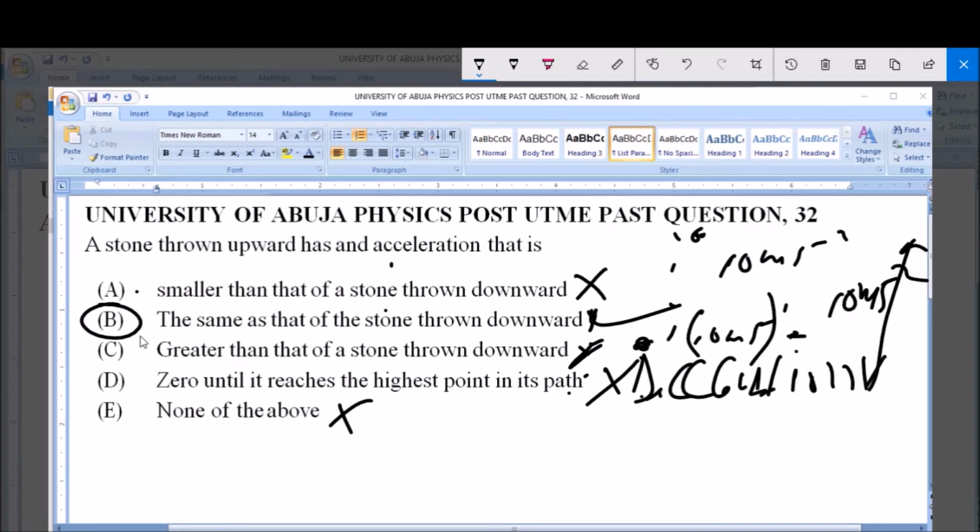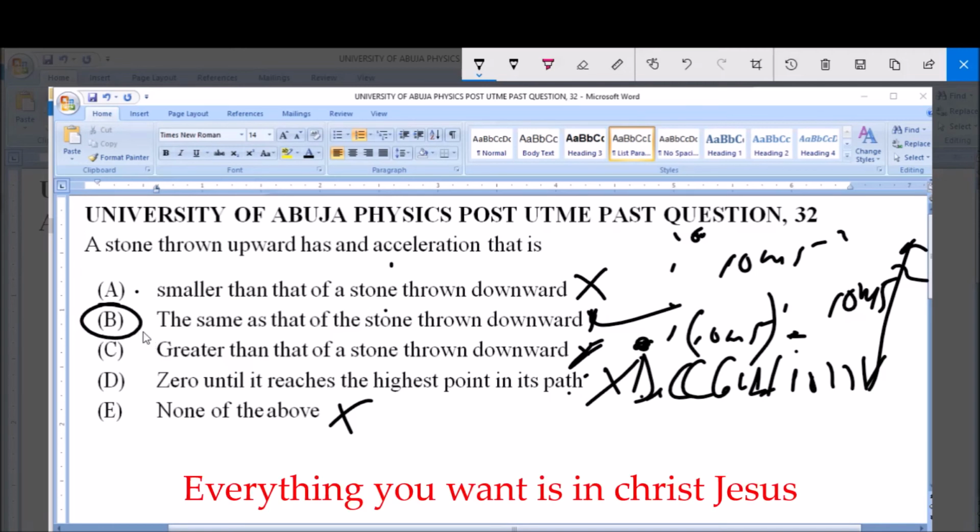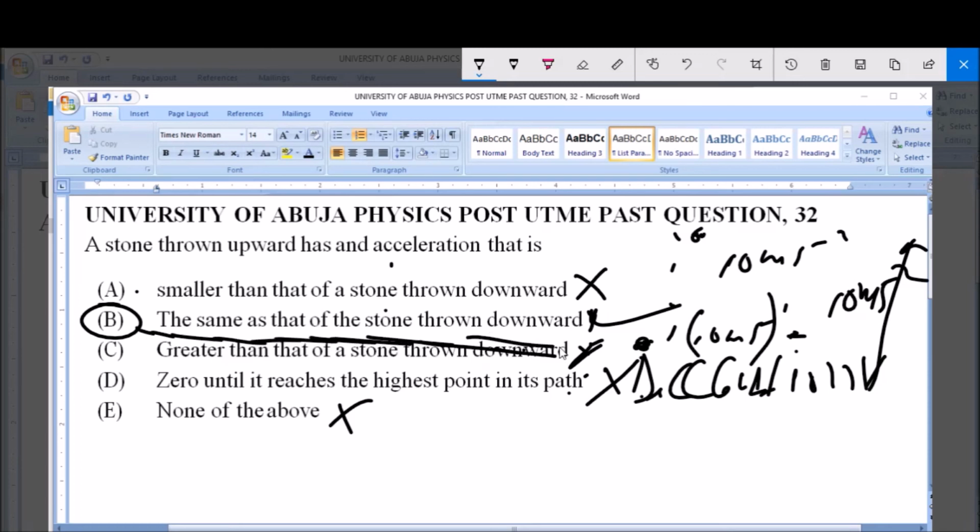So the only option that is suitable or applicable and correct is option B, the same as the stone thrown downwards. That's option B.